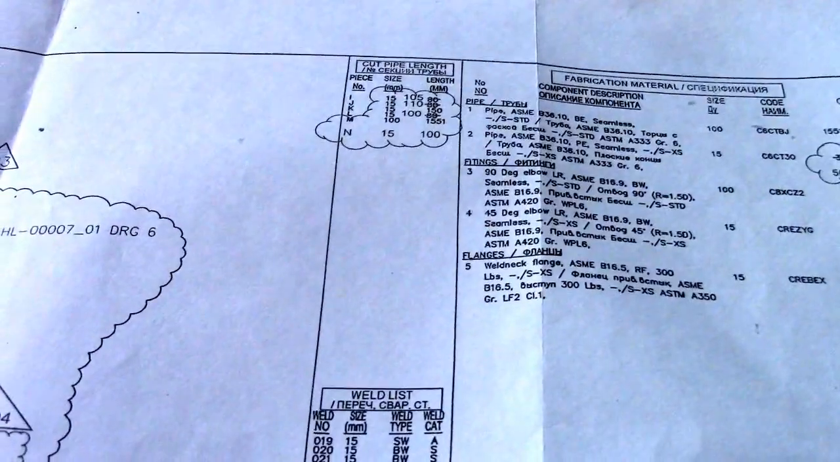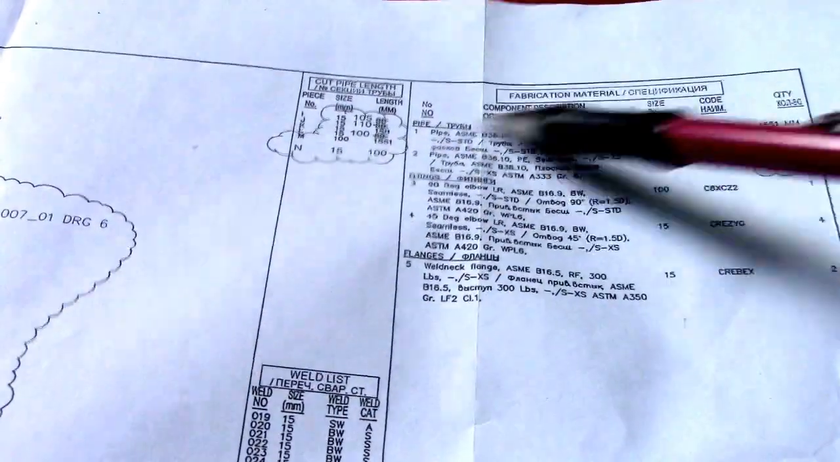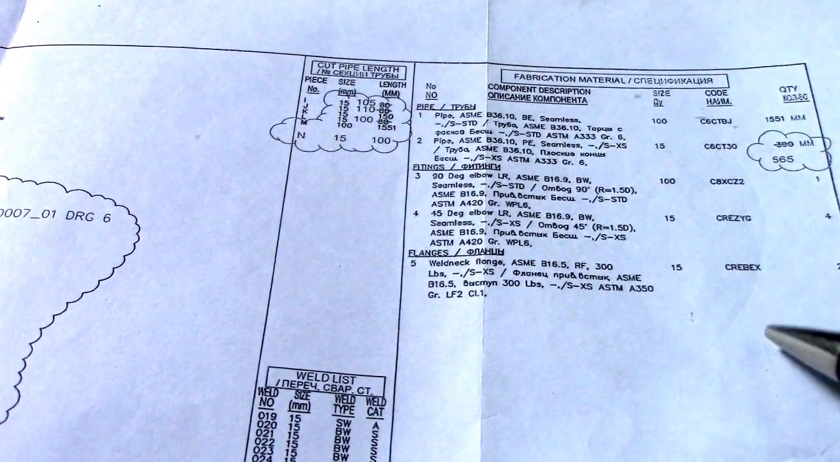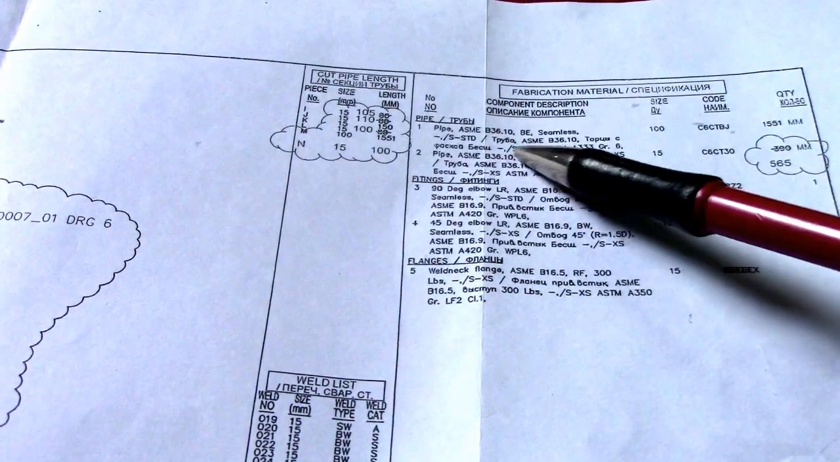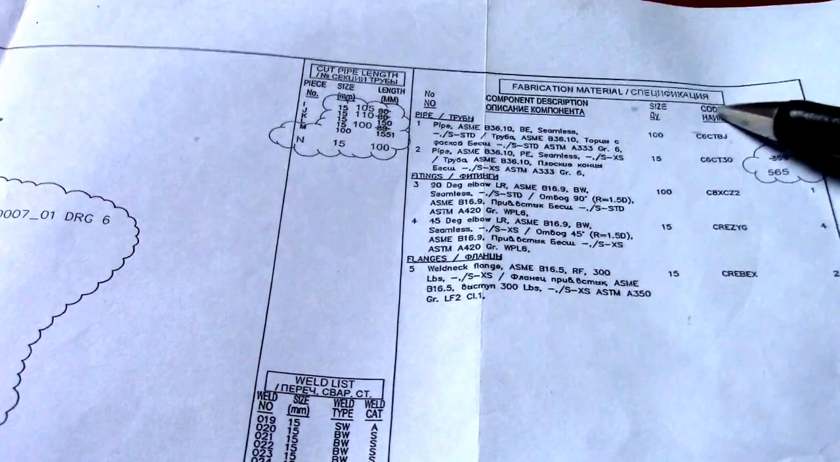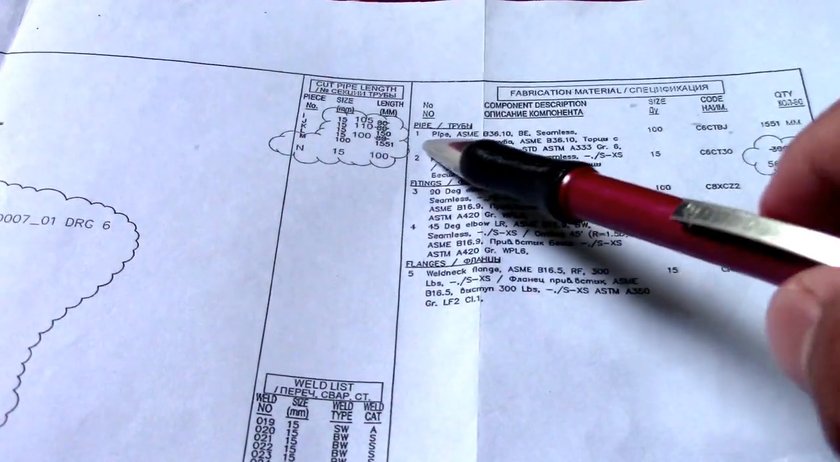Now, okay, this is the BOM. So this is the bill of materials. Okay, and this bill of materials, the type of materials here is the size, code, and the quantity. So this is the quantity, code, and the size. So size is 100. The fittings here, so 5.